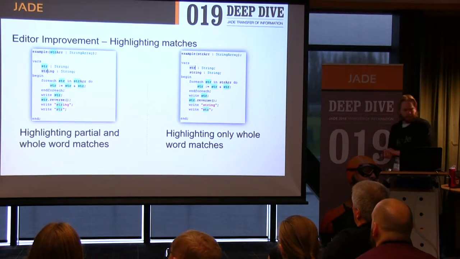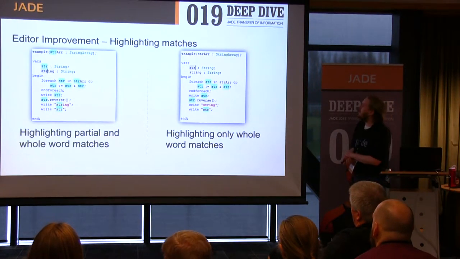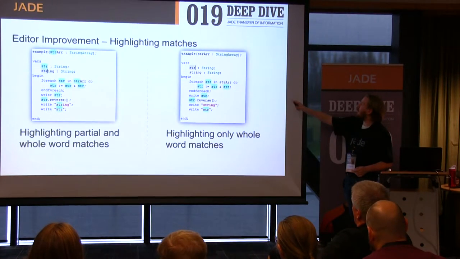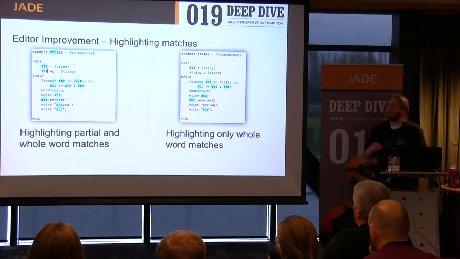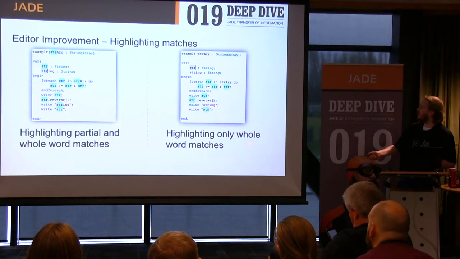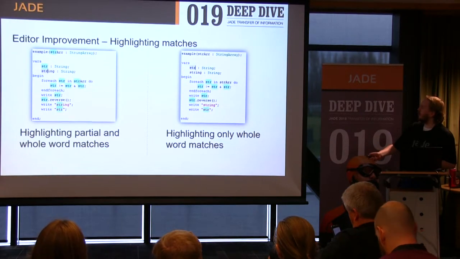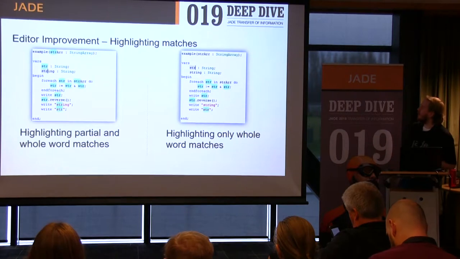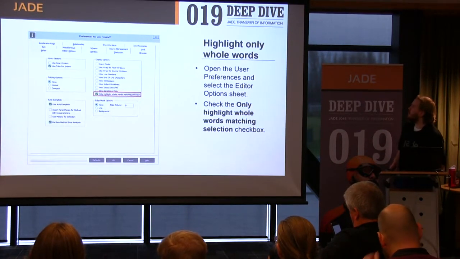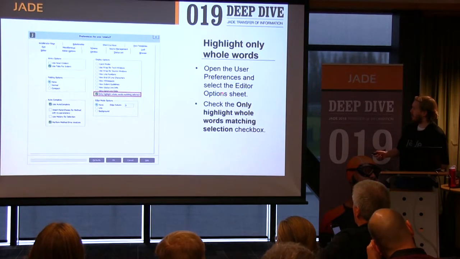Next along, editor improvement: highlighting matches. Hopefully this is a new one at least. If you have an identifier or even just a few characters selected, it's going to match you with all of the other instances of that. There are two versions. You can highlight only the whole word matches, so highlighting str won't match with string, or the other one where it does. To toggle between them, there's this checkbox here, only highlight whole word matching selection, in the editor options for the user preferences.